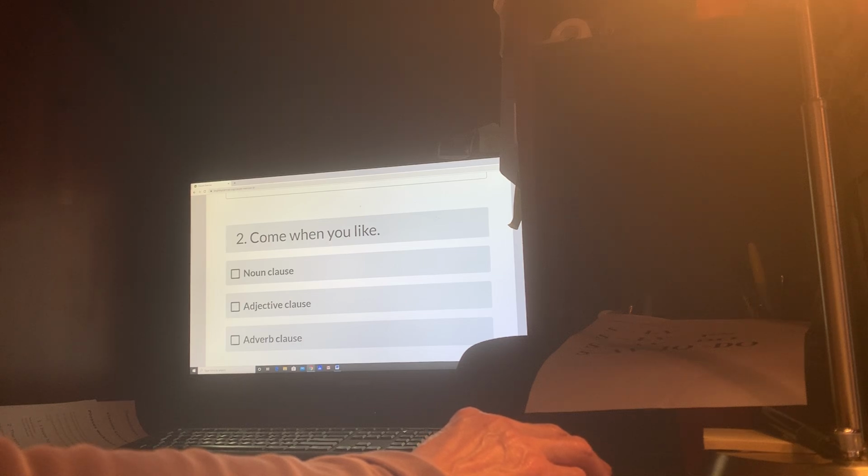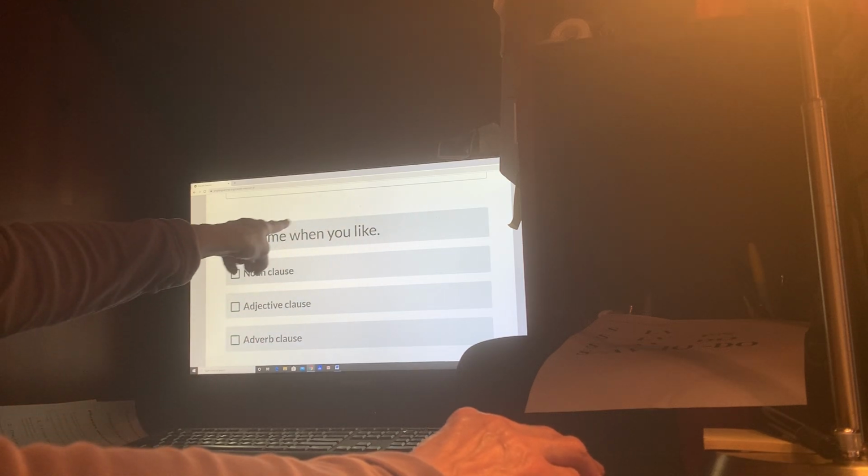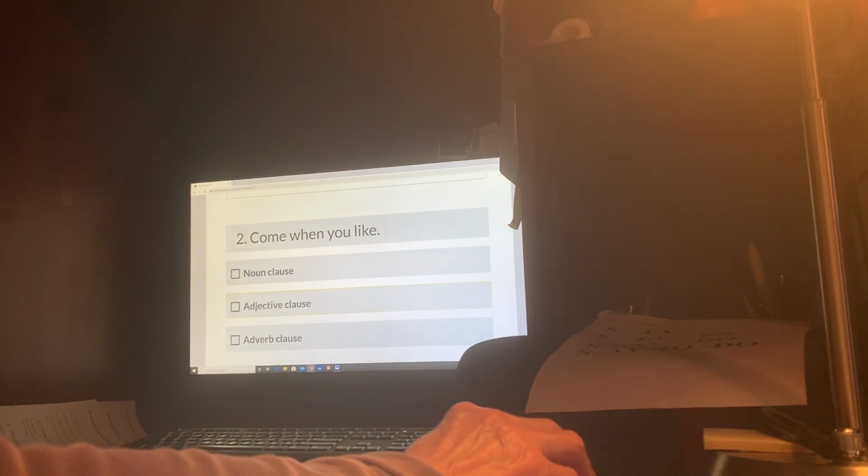And there we go. You come when you like. Remember we talked about the when? The answer when. Adverb clause answering when. You come when? When you like. When you see that, remember that. That's an adverb clause right here.